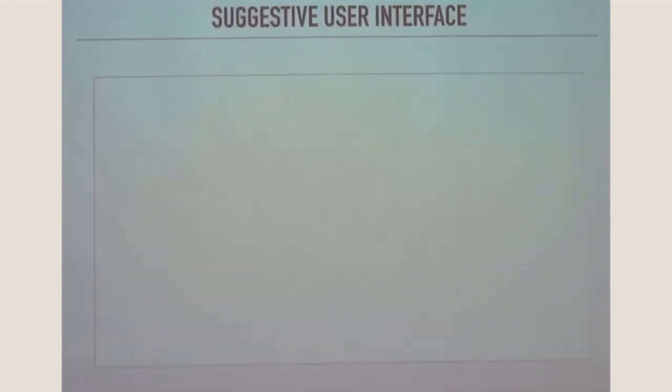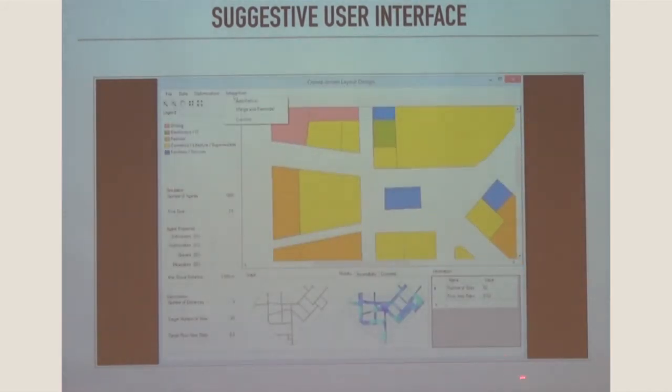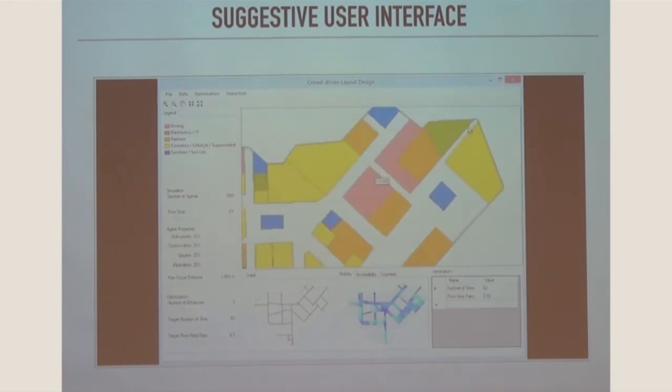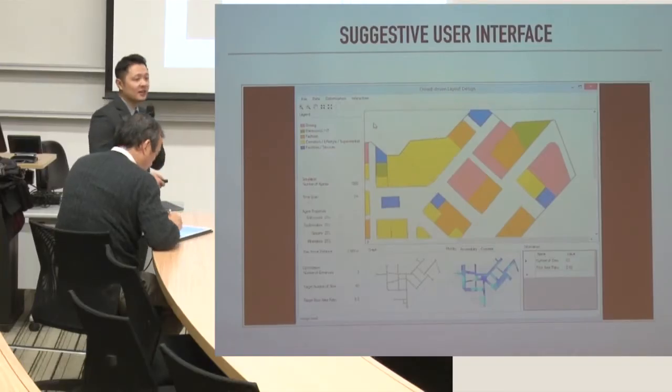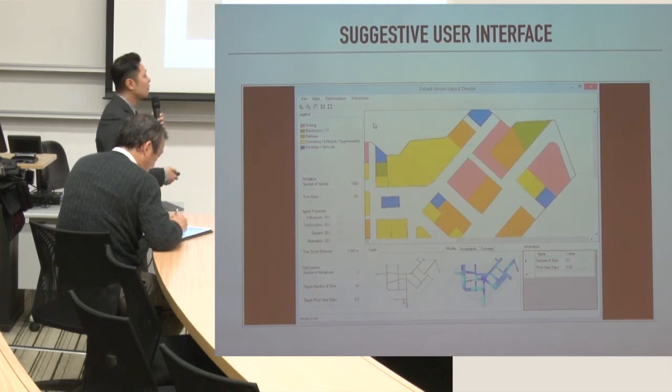And because of the approximation, we can make it interactive. The interface also allows the user to edit a layout interactively. For example, the user can add paths around some selected sites, or merge selected regions and remodel them into new ones. Our optimizer automatically refines the layout such that it remains optimal for the human crowd. So this kind of suggestive interface is very useful for designers to do some local refinement.